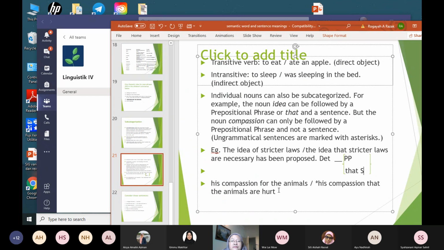Compassion for animals. You notice that it cannot follow like idea. His compassion for the animals. That means you can have a determiner, compassion, and for the animals is a PP. Okay, no problem. Same as the idea of stricter laws. But it cannot follow that S. So you cannot say that his compassion that the animals are hurt. It's ungrammatical. So that means idea and compassion have different subcat.